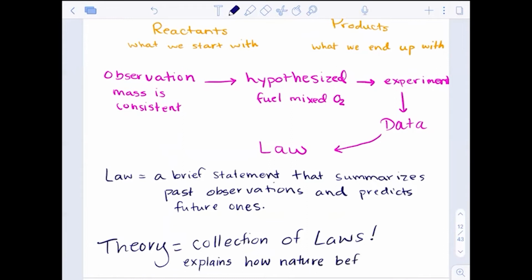Notice the law of conservation of mass just says this is what's going to happen. It doesn't tell you how. It doesn't tell you why. It just says this is what's going to happen. A theory takes all of our observations, it takes all of our predictions, and it helps explain why we see what we see. So we'll dive into a couple more laws, and then we'll get into Dalton's atomic theory.